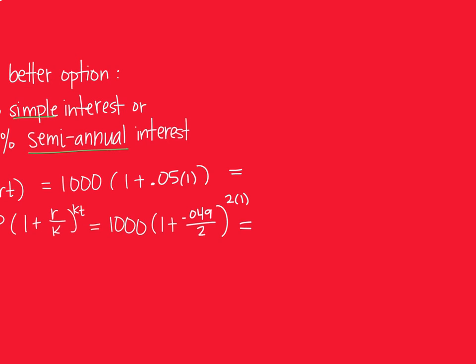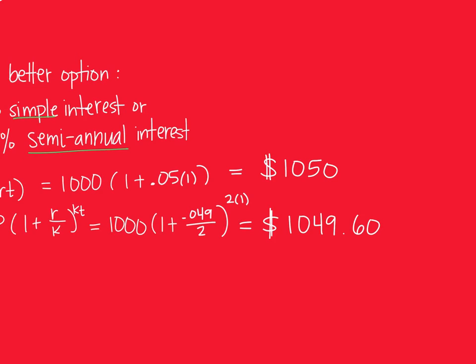All right, does anybody have the simple answer? Okay, 1050. All right, does anybody have the semi-annual one? 1049 point? I got 0.60 is what I got. Anybody else? Okay, yeah. This one? Okay, so which one is better in this case? The simple, barely, right, by 40 cents. Not much better, but barely.